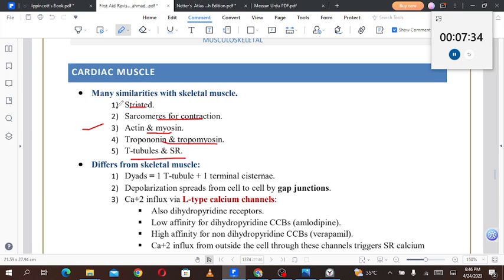So all of these things are very similar to the skeletal muscle. They have striated fibers, which are sarcomeres. They use sarcomeres for the contraction. Actin and myosin are present, and troponin and tropomyosin are also present. The T-tubules and sarcoplasmic reticulum are also present. So all of them are similarities with the skeletal muscle. What are the differences?